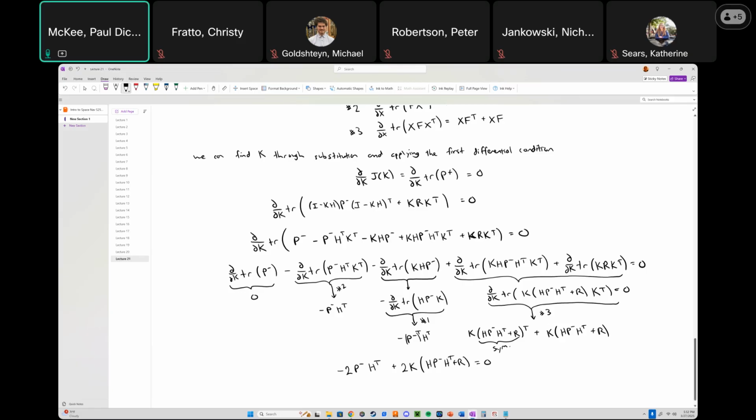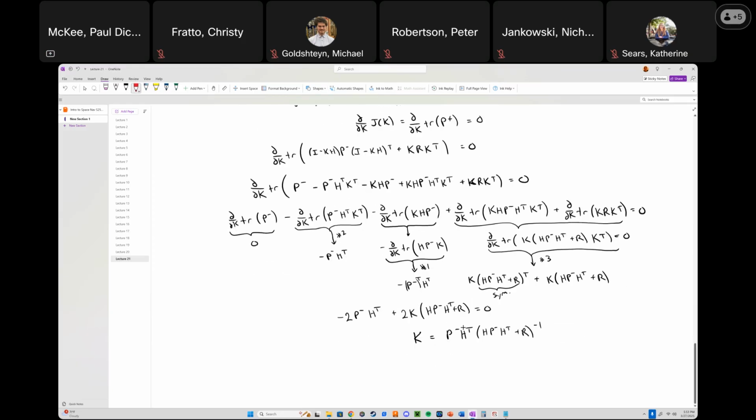And so if we move this over to the other side of the equal sign, and I'm going to skip a couple of steps here, you can see how this is going to end up being that K times some stuff is equal to P minus H transpose. And so then if you right multiply by the inverse of some stuff, then what you'll get is that K is equal to P minus H transpose (H P minus H transpose plus R) inverse. And this gets a box. This is the all-important Kalman gain.